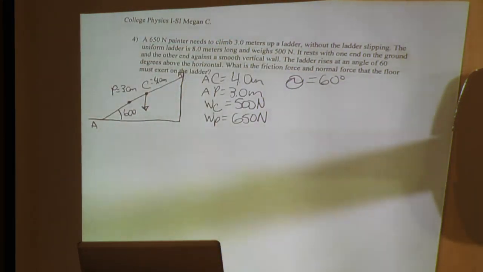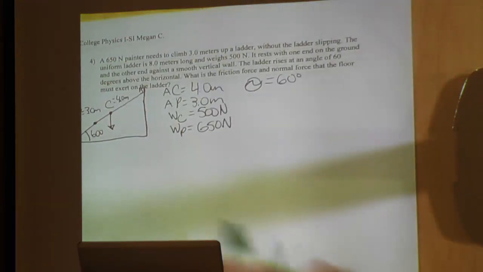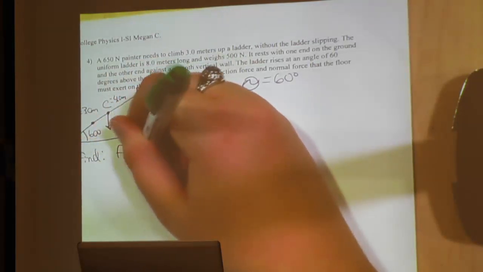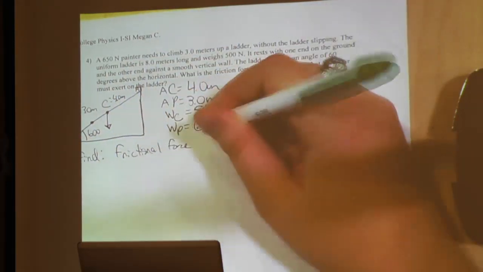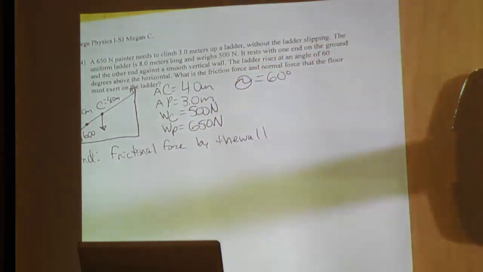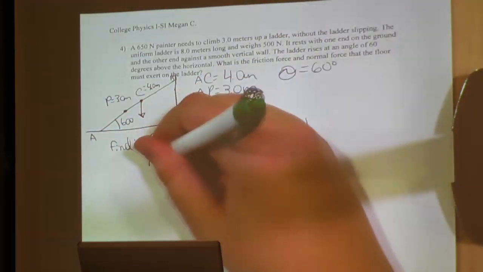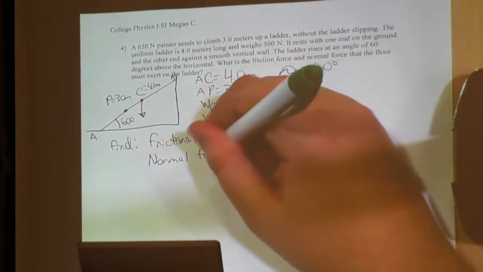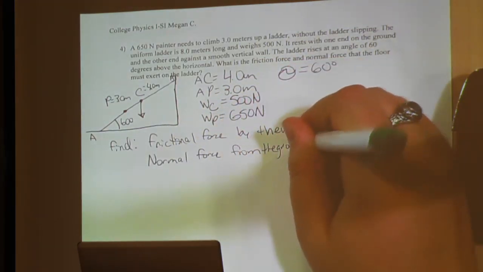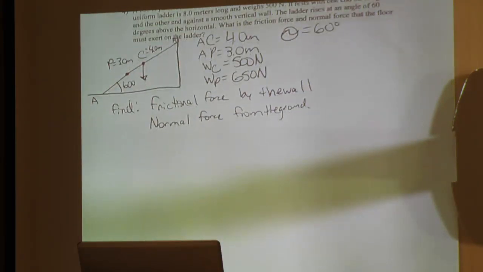So we are trying to find the frictional force by the wall, and the normal force from the ground. And those two forces are keeping the ladder from falling. All right, so if we have something that's not moving, what does that say about the net torque of the system? It's 0.